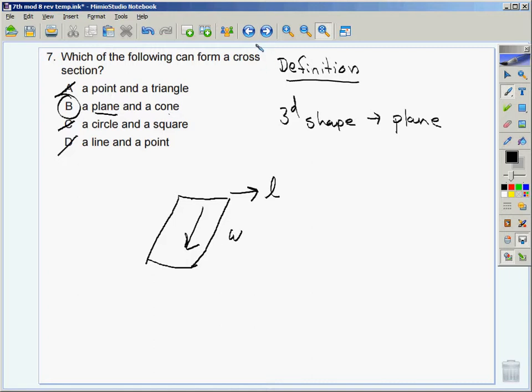Questions on 7. It is simply a definition. It's a memorization thing.